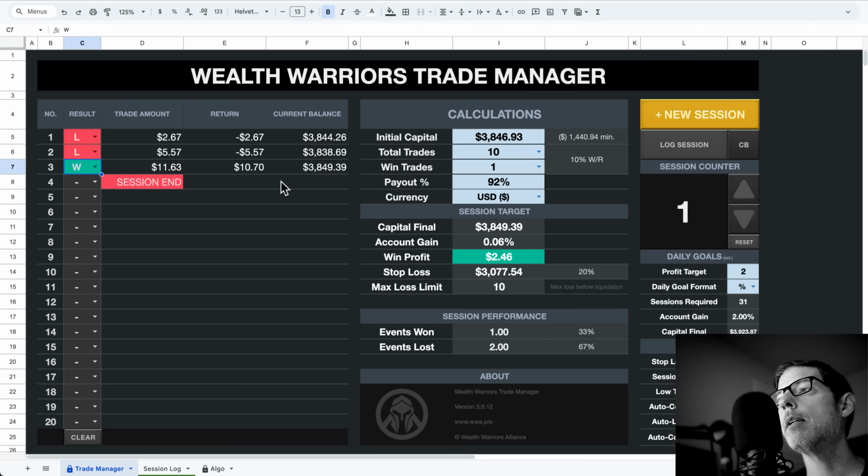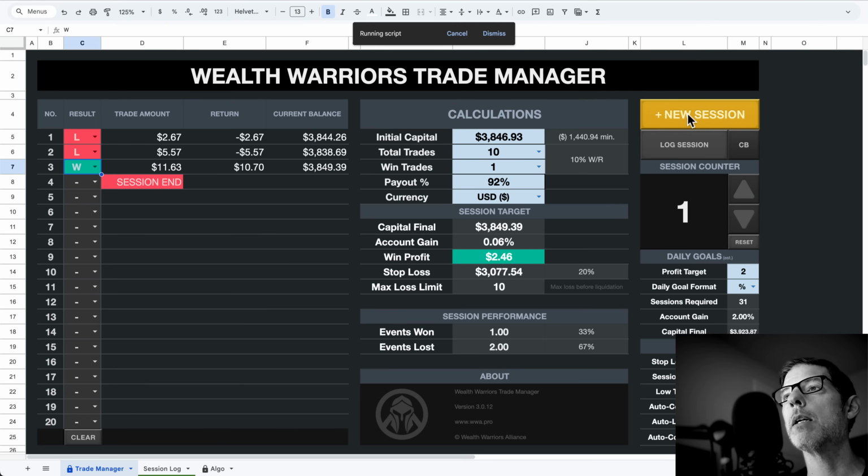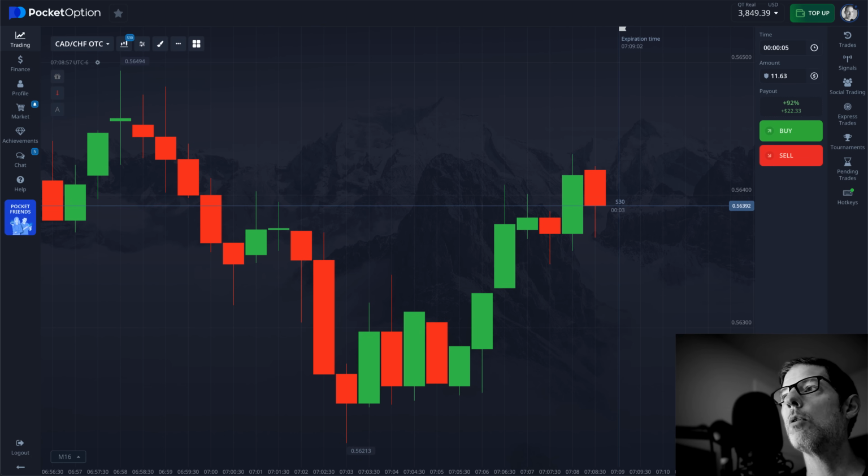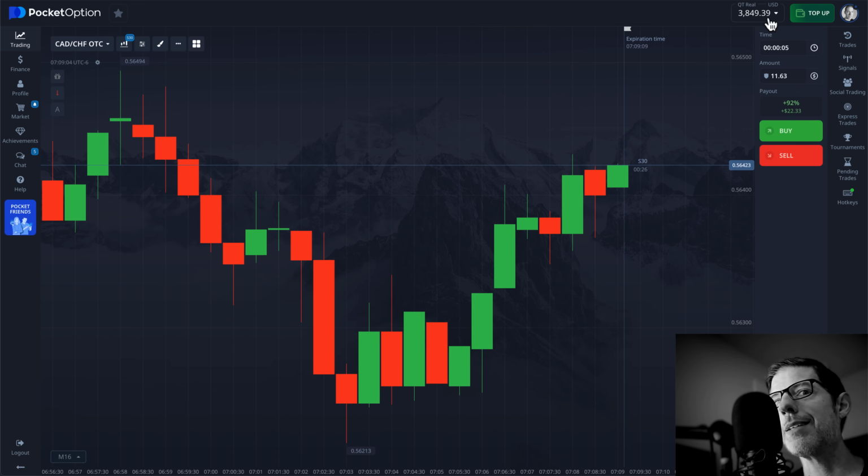The session has ended over here. Let's click on the New Session button, and we're done. That's it for that session. Let's look at the initial capital, 38.49.39. Over here on Pocket Option, look, it's identical. 38.49.39. It's almost like it's synced together.